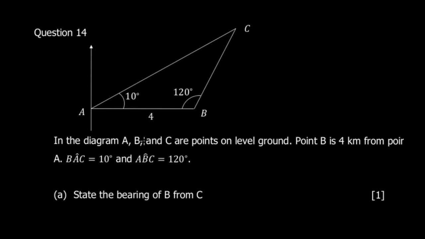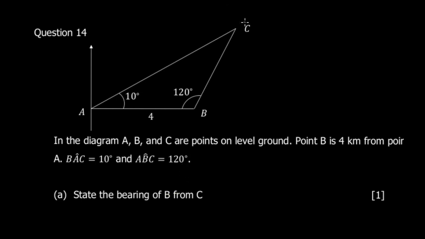It says in the diagram, A, B, and C are given points on level ground. Point B is 4 kilometers from point A. I'm sure this part is cut. So from point A, angle BAC is equal to 10, this is equal to 120, and you're asked to state the bearing of B from C.